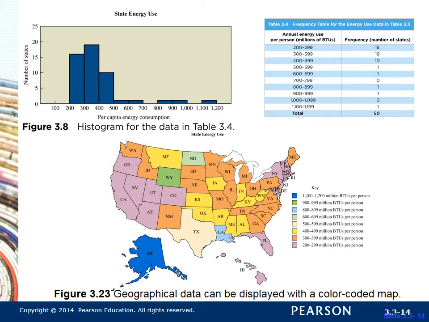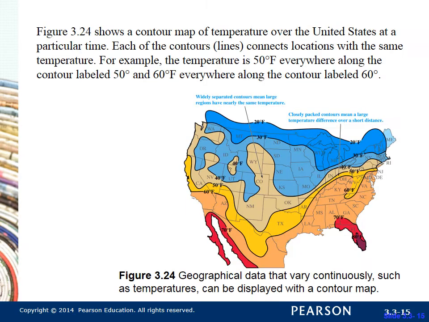So the largest bulk of your annual energy use per person is less than 499 or 500. So that's something I couldn't tell by looking at the geographical data. So sometimes it helps to look at it in multiple ways.